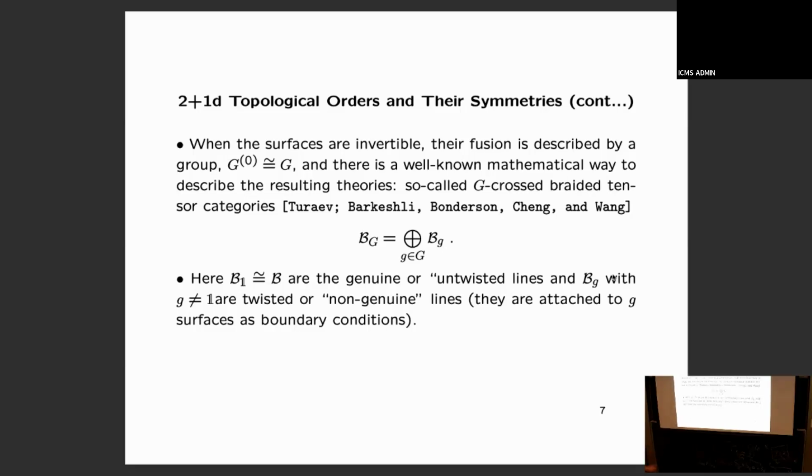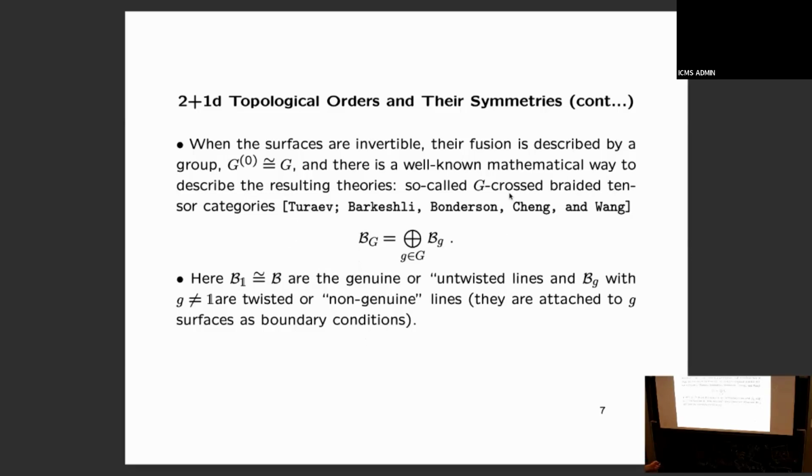But when I have invertible surfaces, their fusion is described by a group, and there's a well-known mathematical way to describe the resulting theories. These are called G-crossed braided tensor categories. As far as I understand, I might be wrong, but Turaev was the first mathematician to introduce it. And then there's a very nice condensed matter paper by Barkeshli, Bonderson, Cheng, and Wang that makes use of this construction and explains a lot of the physics.